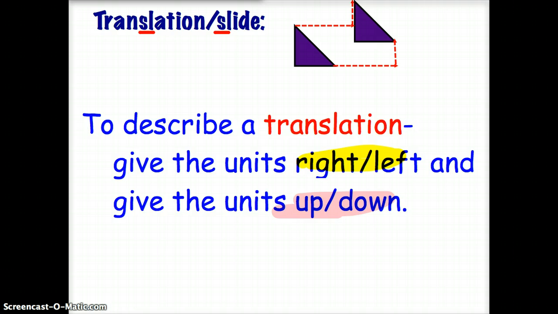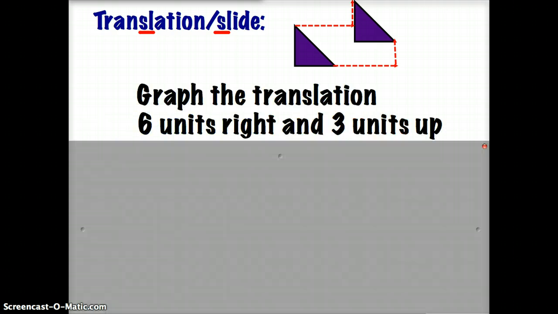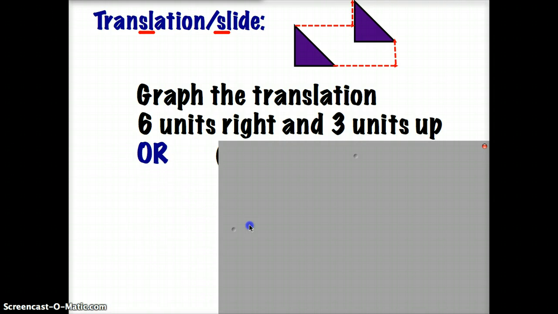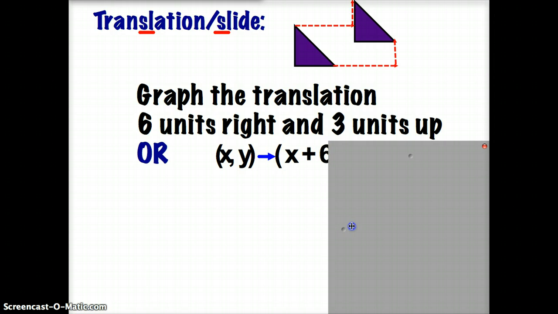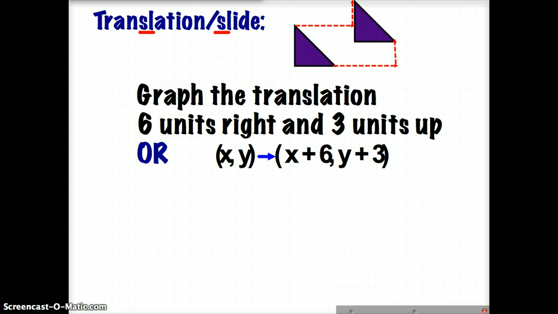There are two different ways that this will appear. Here's an example to start us out. Graph the translation, 6 units to the right and 3 units up. They can give it to us in words just like this, or they can give it to us using coordinate plane directions. So for example, they can say, take all your ordered pairs, x comma y, and add 6 to the x's, and add 3 to the y's.